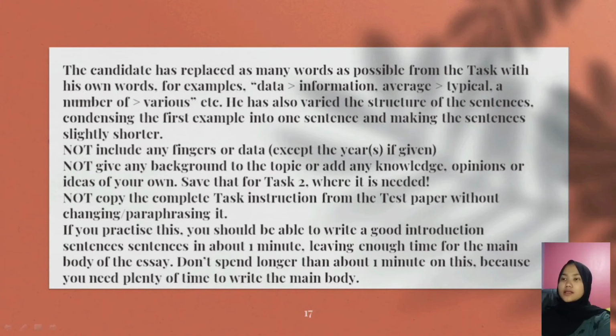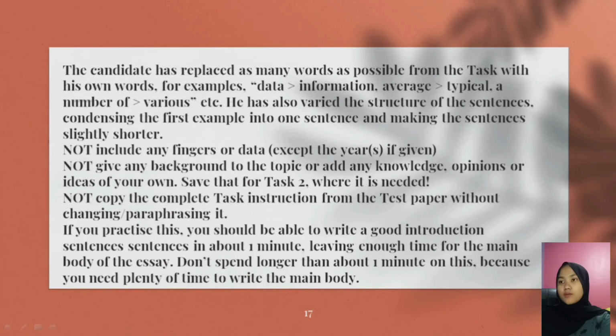The candidate has replaced as many words as possible from the text with his own words. For example, data, information, average, typical, number, various. He has also varied the structure of the sentence, condensing the first example into one sentence and making the sentence slightly shorter. Do not include any figure or data except the years given.